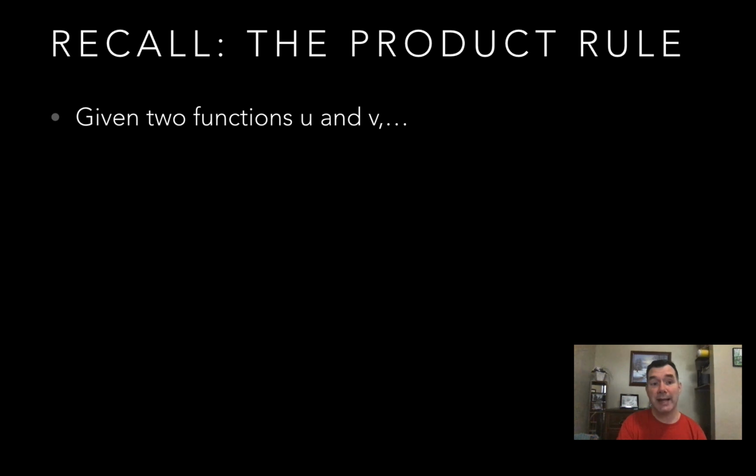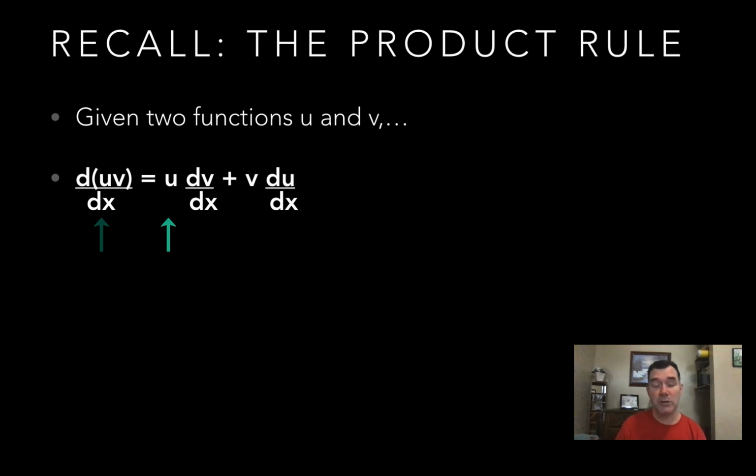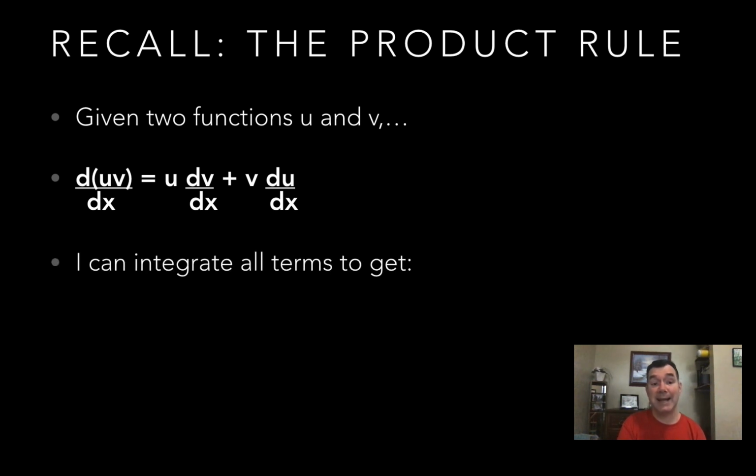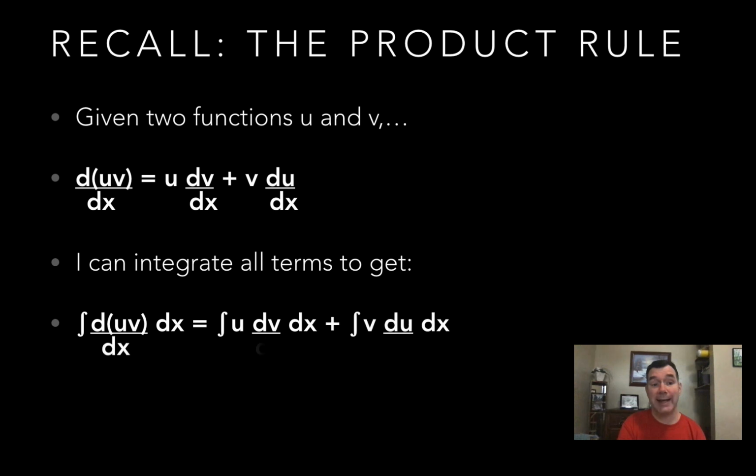The product rule said that if we have two functions, u of x and v of x, then the derivative of the product of those two functions would be the first function times the derivative of the second one plus the second one times the derivative of the first. And I've kind of written it in that notation right there. If I integrate every term in this equation, what I can get is that equation right there, just with integral signs in front of each one.